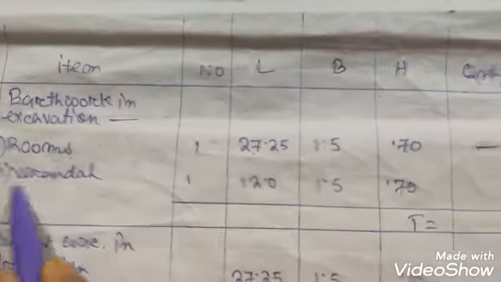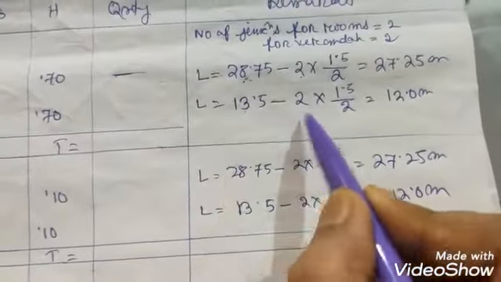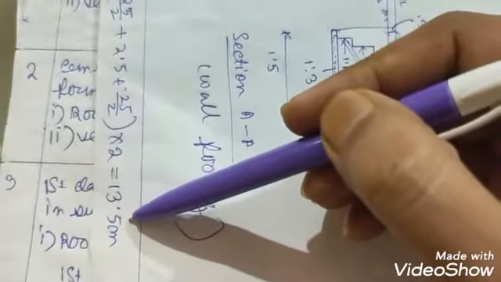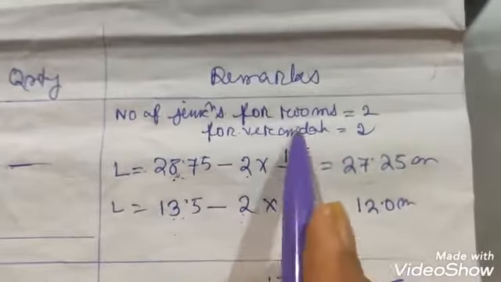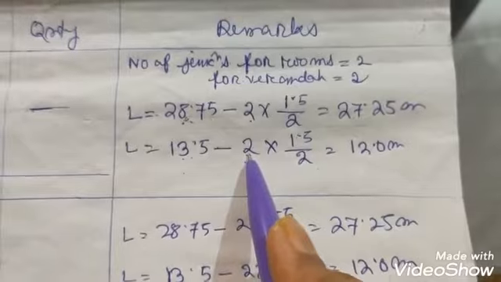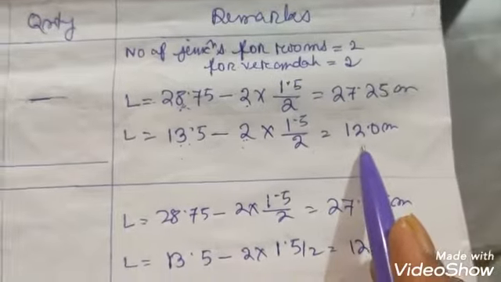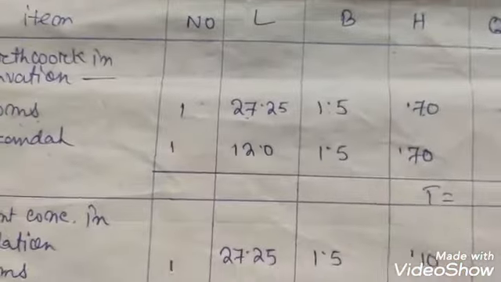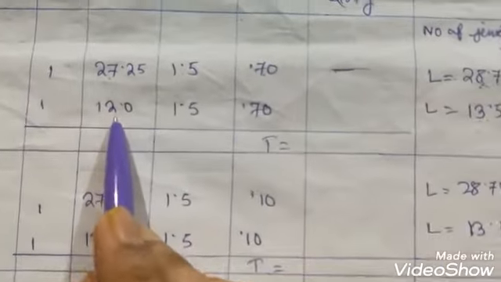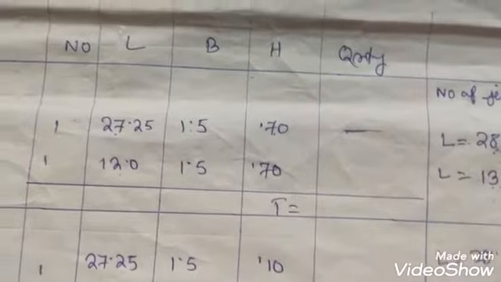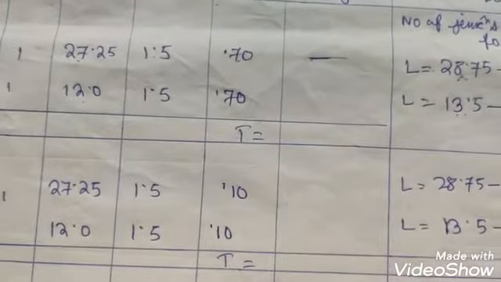Now let us come to the veranda. Again, center to center length minus number of junctions into breadth by 2. What is the center to center length of the veranda that we have found out? It is 13.5 meters. So 13.5 meters minus number of junctions, again for the veranda is 2, so here also 2 into breadth by 2. Breadth of the earthwork in excavation is 1.5 divided by 2. That comes out to be 12 meter. 12 meter is the length of earthwork in excavation for the veranda. So number is 1, length is 12, breadth is 1.5, and height is similar, 0.7. So we will find out the total quantity.